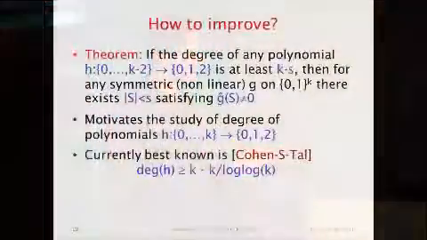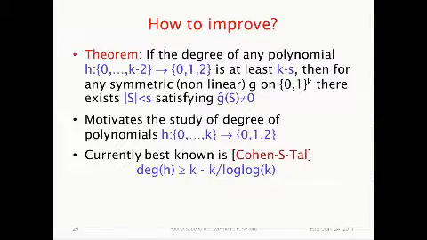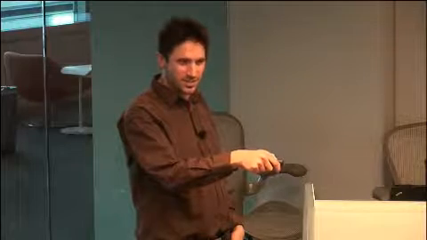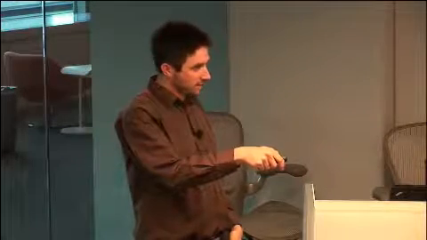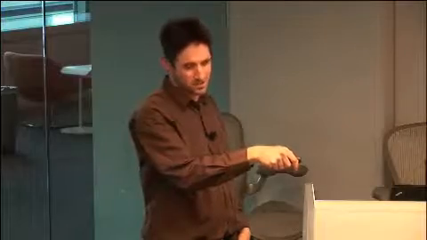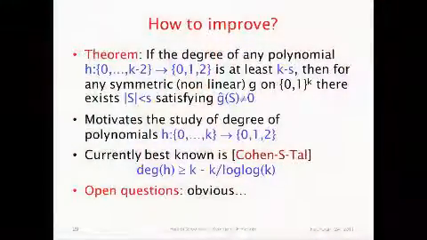So what's known about this? So the best thing that's known, it's also a joint work with Gil Cohen and Avishay. Oh, I didn't mention. Did I mention Avishay? Okay, it's a joint work with Avishay Tal, and this is a different work with Gil Cohen and Avishay Tal. So we show that the degree of any such H is at least k minus little o of k, but this little o is too large, but still it's something. And what are open questions?